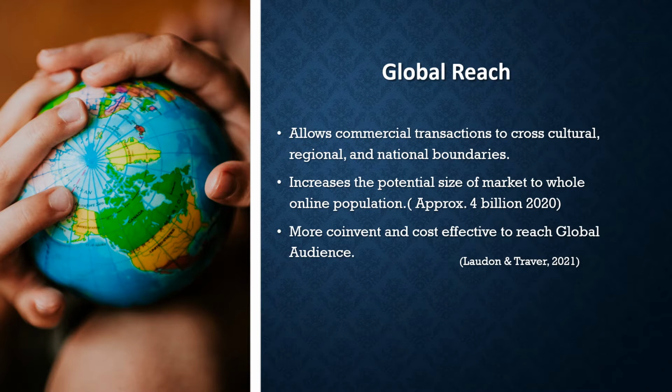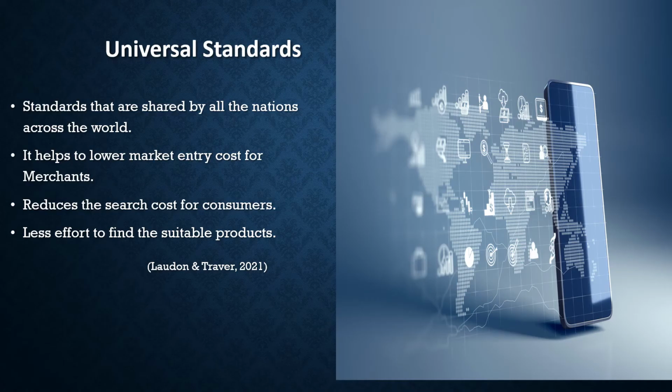Whatever the volume of the online user population who do online shopping, with this feature we can reach almost 4 billion people as per 2020. This is a really good feature because it allows us to reach a greater audience. Moving forward to universal standard, even though global reach, ubiquity, and universal standard seem the same, there is a bit of a difference.